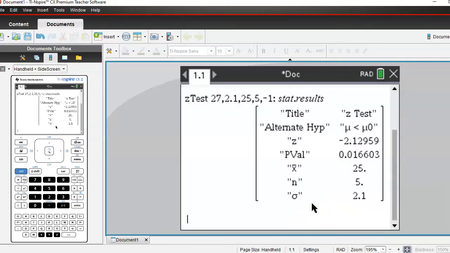What the heck is going on? All right, well, notice a couple things here. Most of this we already know. We know 2.1 is our standard deviation. We know we have 5 in our sample. We know the x bar is 25, and we actually already found our own z-score.